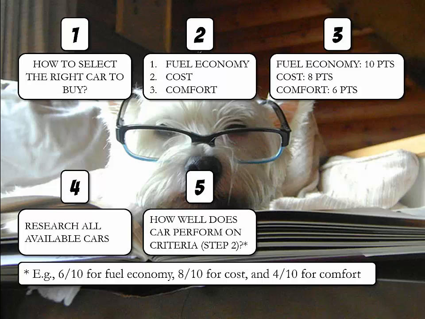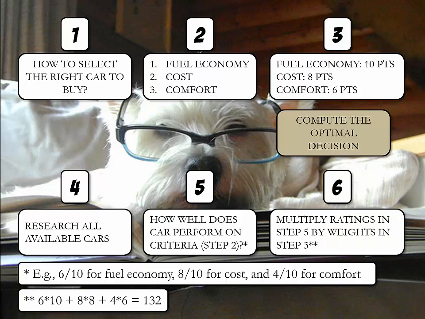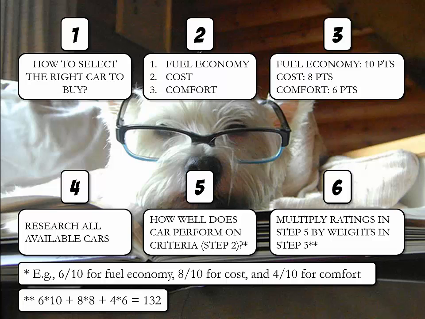In step 5, we have to rate the alternatives on our criteria. So we would have to score each car in terms of how the car performs on our criteria identified in step 2. For example, we might decide that car XYZ should receive a 6 out of 10 for fuel economy, an 8 out of 10 for cost, and a 4 out of 10 for comfort. Finally, in step 6, we compute the optimal decision. We multiply the ratings given in step 5 by the weights we decided upon in step 3 in order to find out which car would be the optimal choice for us.